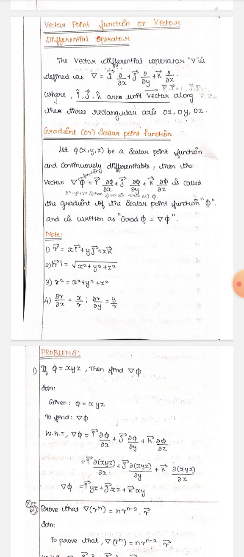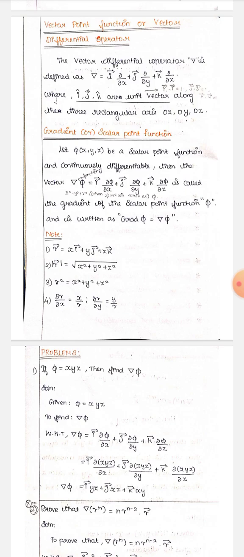It is denoted as the gradient of the scalar point function phi, written as grad phi is equal to del phi. So gradient means del of the scalar point function phi. So you can say that del phi is the gradient of a scalar point function.